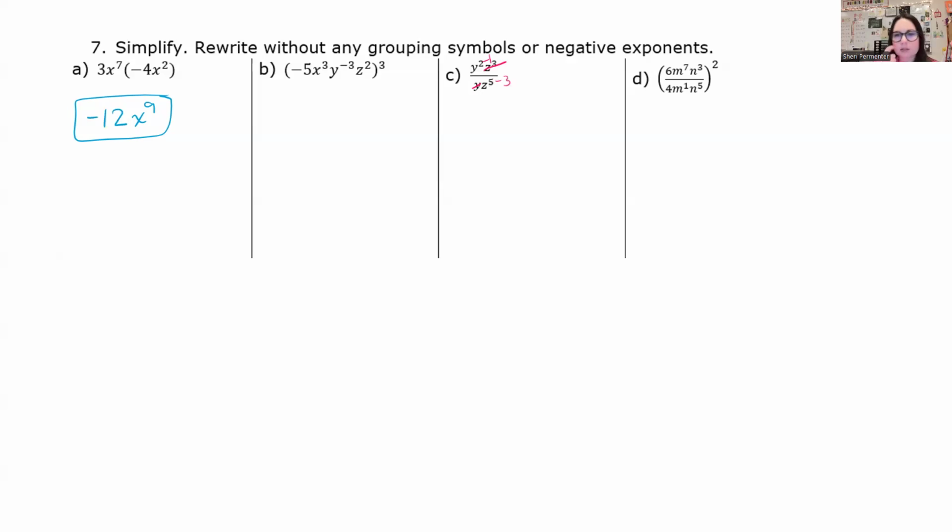And I'm going to rewrite this. So on the top, I have y and I have 2 minus 1. So I just have 1. Do I have to write the 1? No. In the denominator, I'm going to end up with the z's. And I have 5 minus 3. 2.